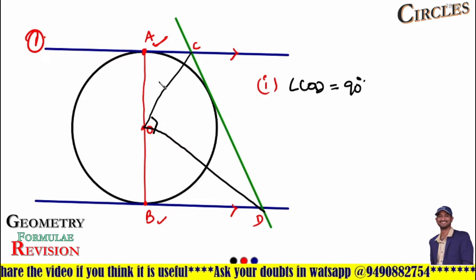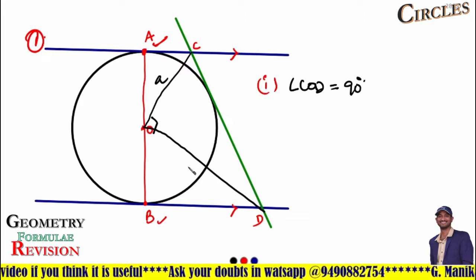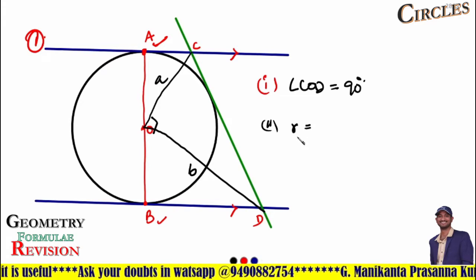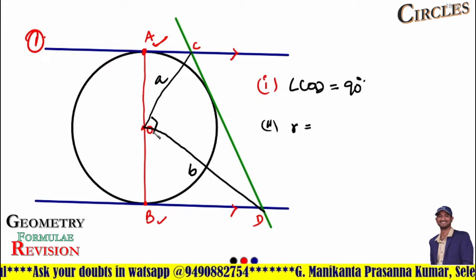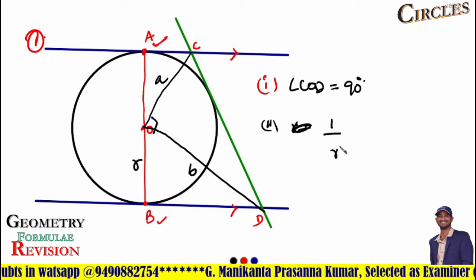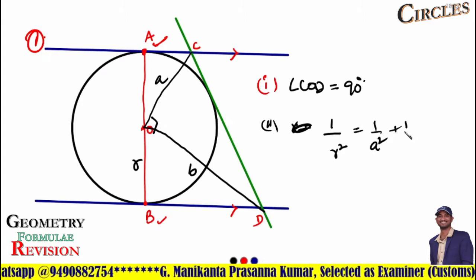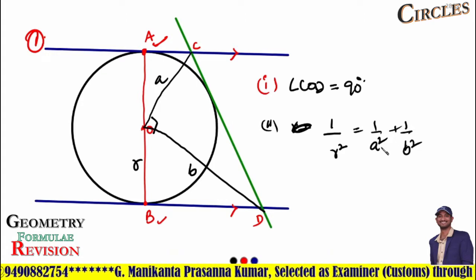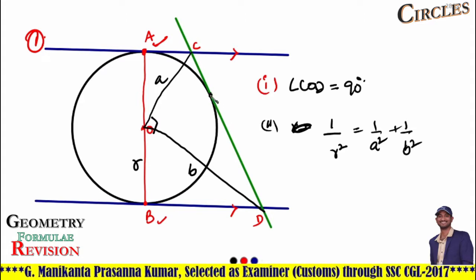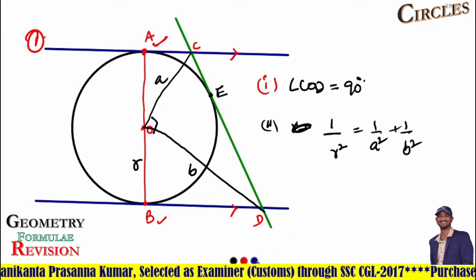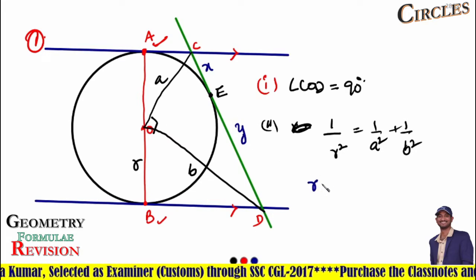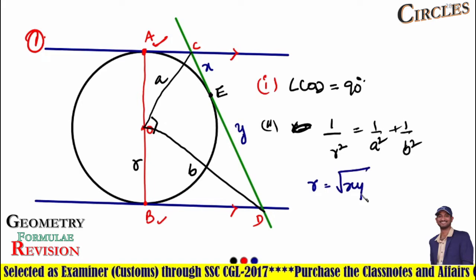And if OC is equal to a and OD equal to b, and R is the radius of the circle, then 1 by R square equals 1 by a square plus 1 by b square. And if this CD tangent touches the circle at some E, and if CE is x and DE is y, then the radius of the circle is equal to root over xy.